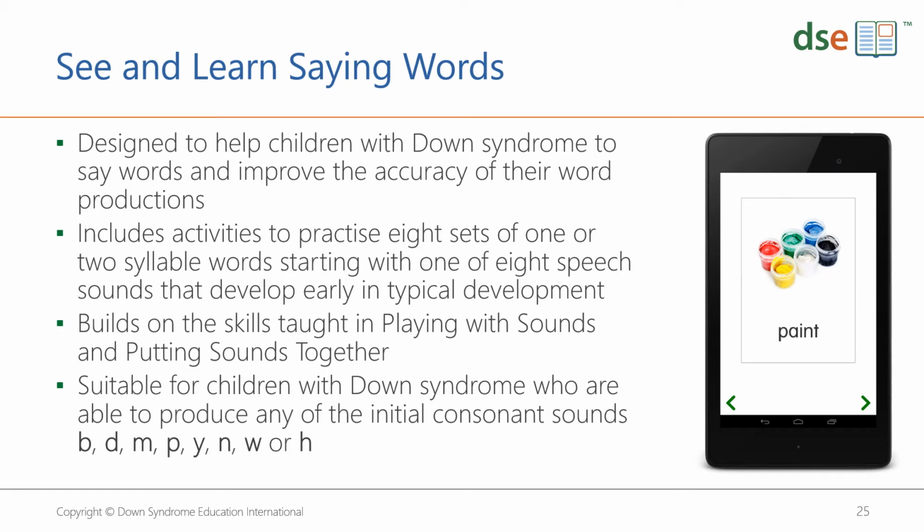Obviously, this builds on the skills in playing with sounds and putting sounds together, and you're going to work forward based on initial sounds your child can make. So if they're attempting words that start with b, you're going to work at b words. If they're attempting words that start with m or p. So you're going to move forward again on the basis of your own child's progress. Which sets of words you work at are determined by the sounds your child can make.